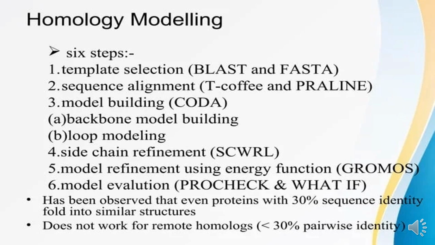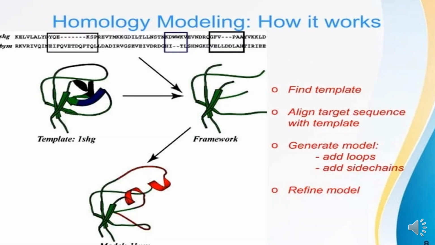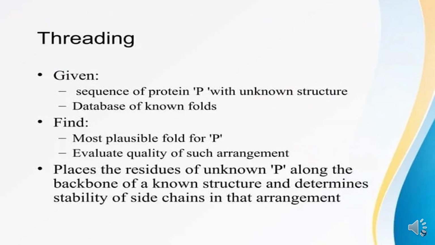It has been observed that even proteins with 30% sequence identity fold into similar structures. It also doesn't work for remote homologs, that is, those having lesser identity, where the percentage identity is below 30. This image shows how it works: how to find a template, align a target sequence, generate the model and refine the model.